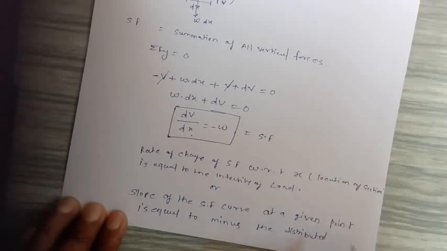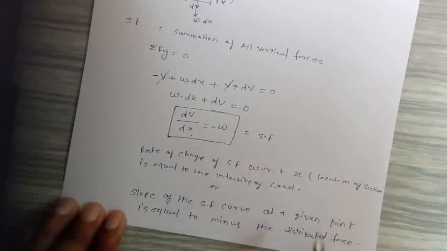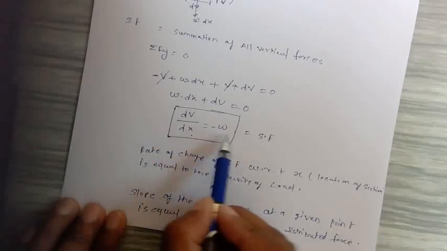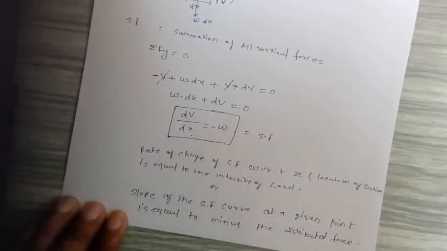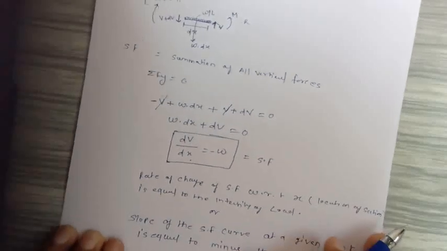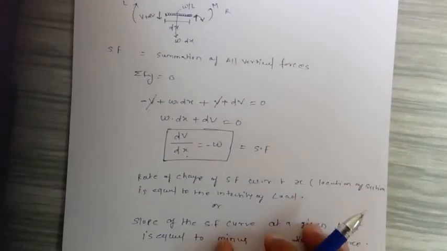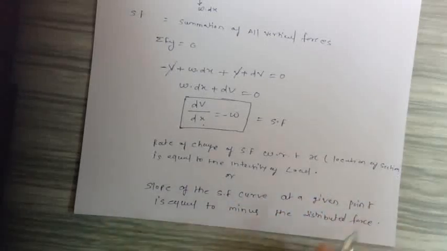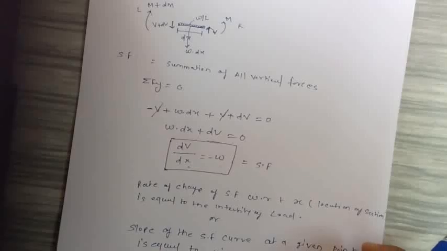distributed force. Means this slope dV by dx is the slope of the shear force curve at any given point of the beam, equal to minus the distributed load. w is the distributed load or intensity of load. So this is another definition for the shear force. Here the shear force and intensity relationship is dV by dx equal to minus w. This is very important when solving problems related to shear force and bending moment diagrams having UDL or UVL, uniformly varying load.